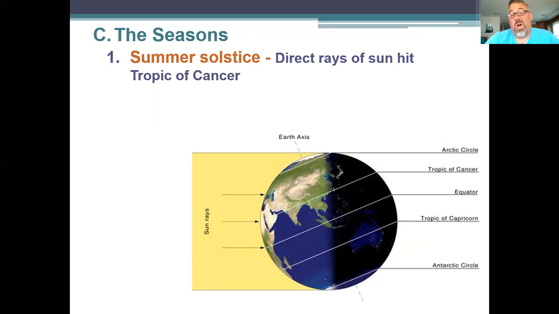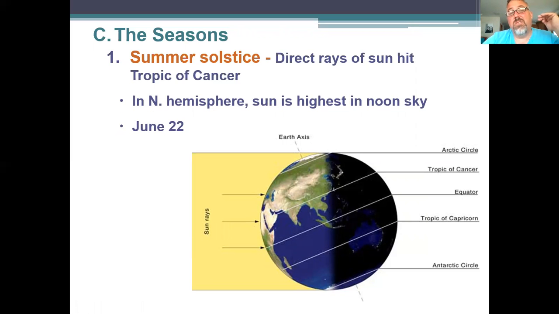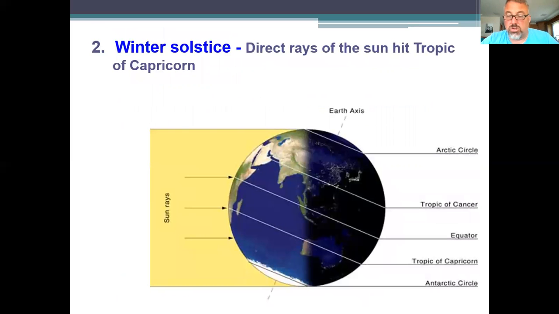And so while we're further away in the northern hemisphere, we're getting direct light. Now this happens about the 22nd of June, right? This is when the sun is highest over the Tropic of Cancer. This is where we get our direct rays. Summertime for the Northern Hemisphere. The winter solstice.